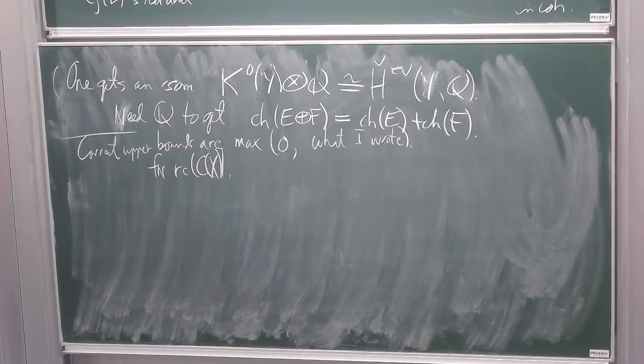Because it tells you that C of X is not classifiable. Of course, C of X is also not simple. So.